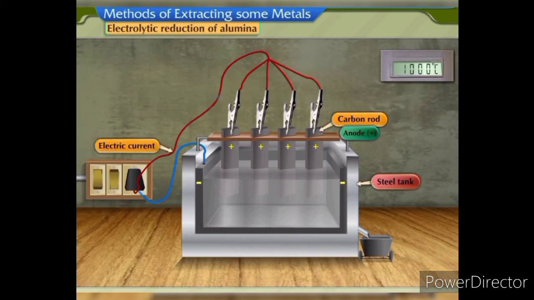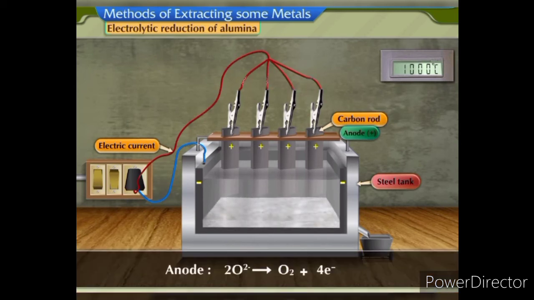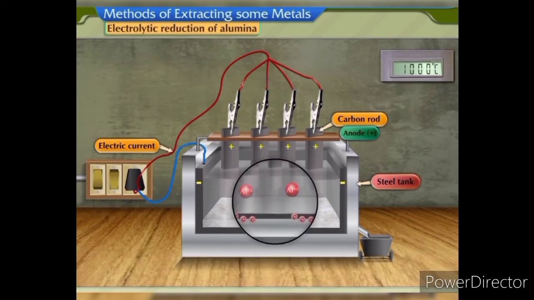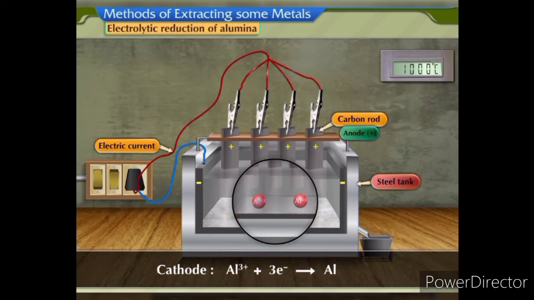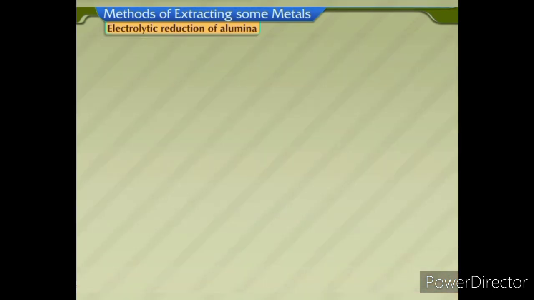On passing the electric current, electrolysis of alumina takes place. During electrolysis, the negatively charged oxide ions are attracted to the anode. Here they lose electrons to form oxygen gas. The positive aluminium ions are attracted to the cathode. Here they gain electrons to form the molten aluminium metal.